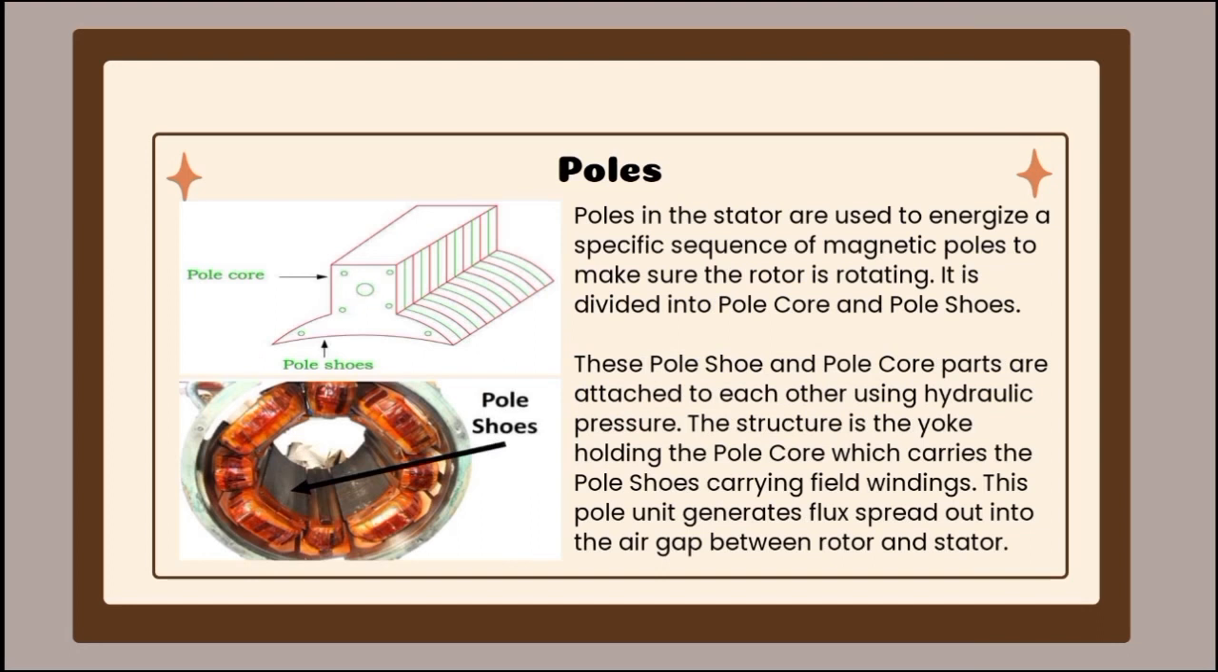Number 9. Poles. Poles in the stator are used to energize a specific sequence of magnetic poles to make sure the rotor is rotating. It is divided into pole core and pole shoes. These pole shoe and pole core parts are attached to each other using hydraulic pressure. The structure is the yoke holding the pole core, which carries the pole shoes carrying field windings. This pole unit generates flux spread out into the air gap between rotor and stator.